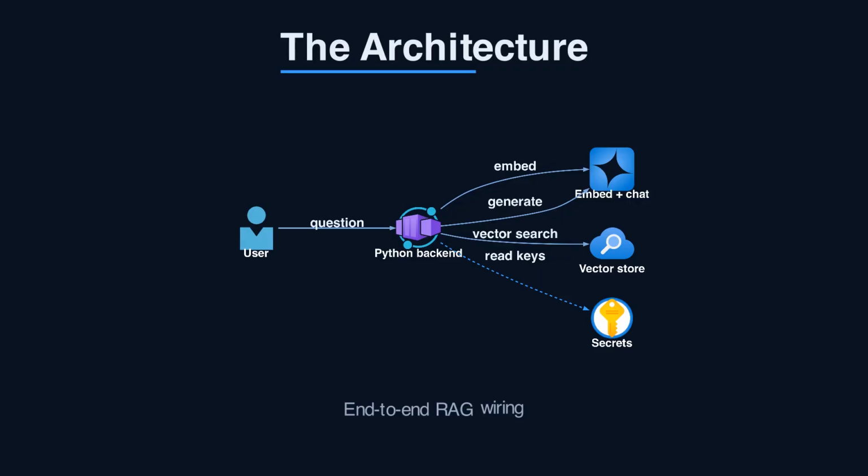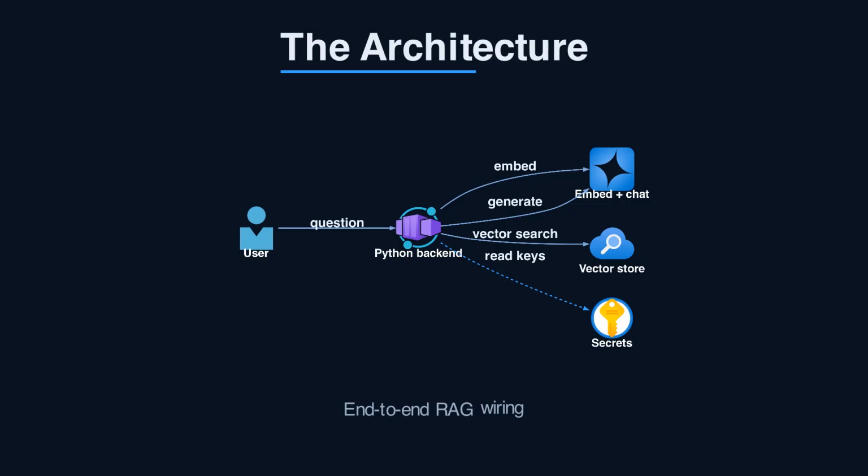A user sends a question to your Python backend, say an Azure function or a container app. The backend first calls Azure OpenAI to turn the question into an embedding vector. It sends that vector to Azure AI Search, which returns the most relevant document chunks. The backend then stuffs those chunks into a prompt and calls Azure OpenAI chat completion to generate a grounded answer.